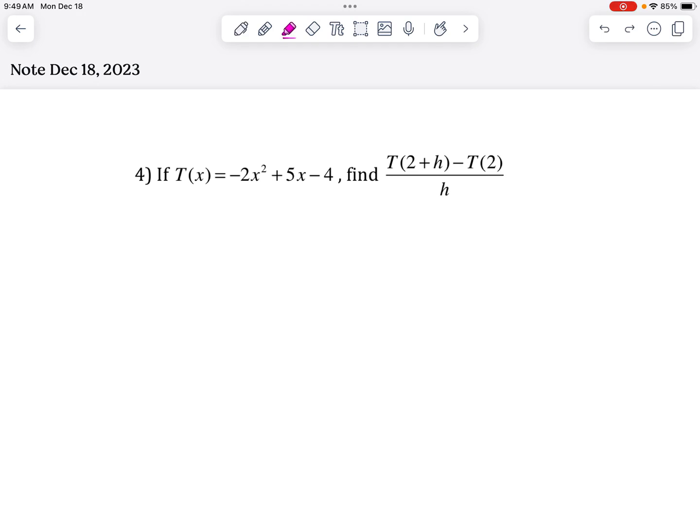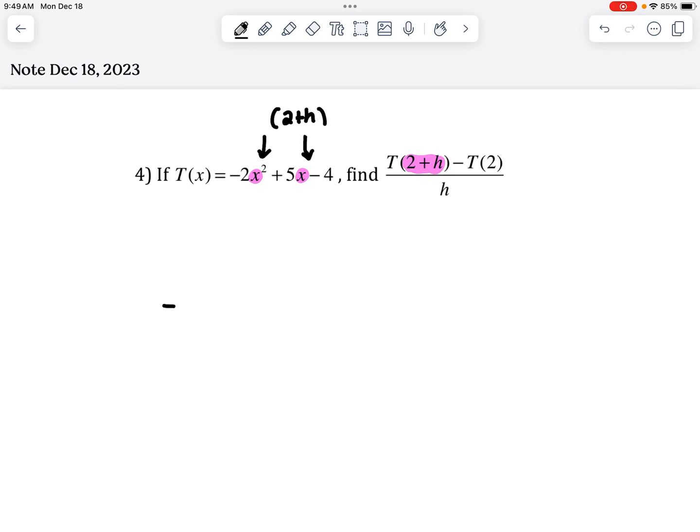So this means, first of all, we're going to take the function and wherever there was an x, we're going to replace it with that purple blob, which is parentheses 2 plus h. So this x and this x are going to get replaced with parentheses 2 plus h. That's going to be the first part.